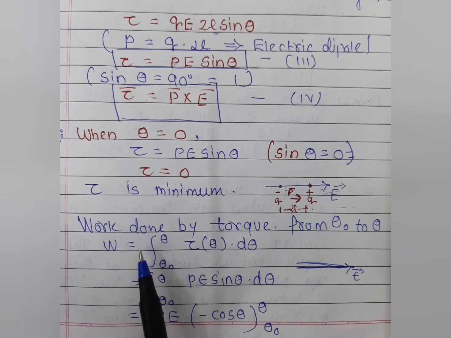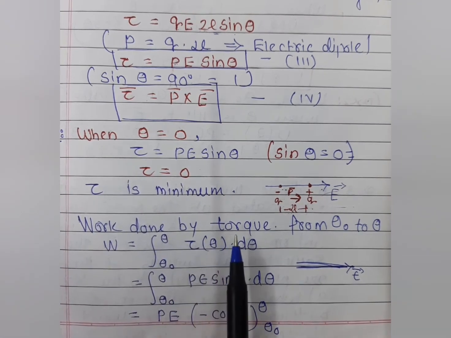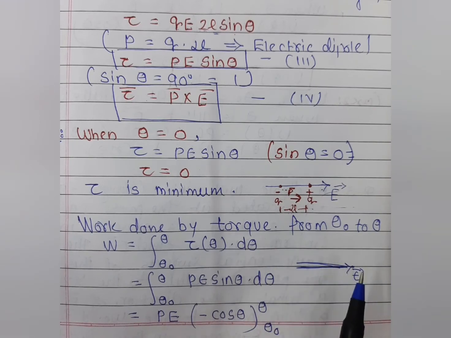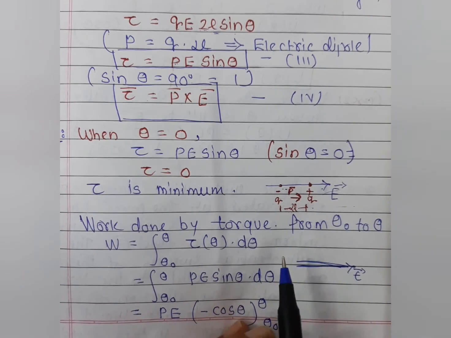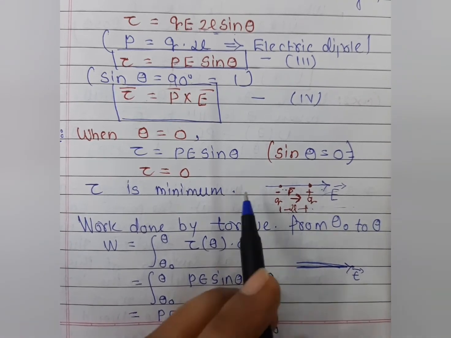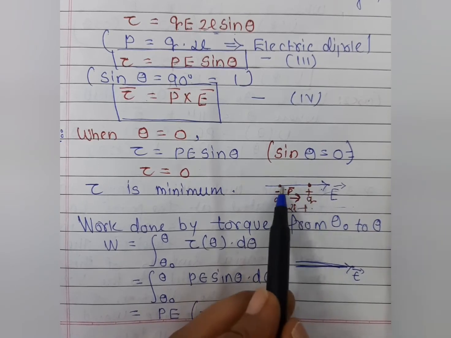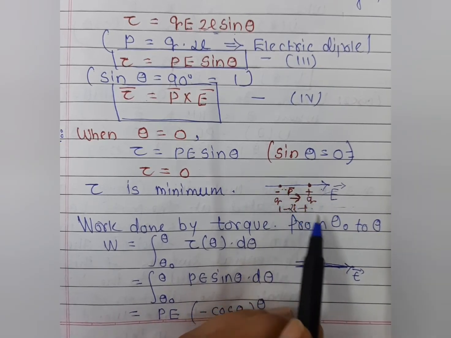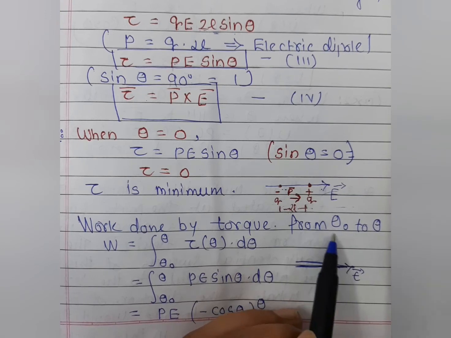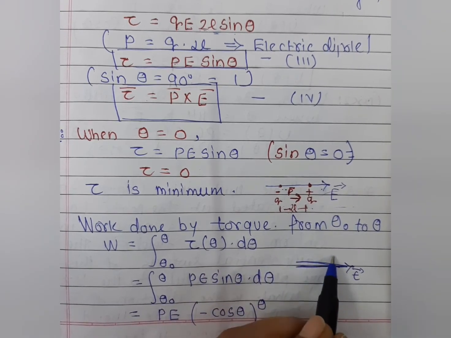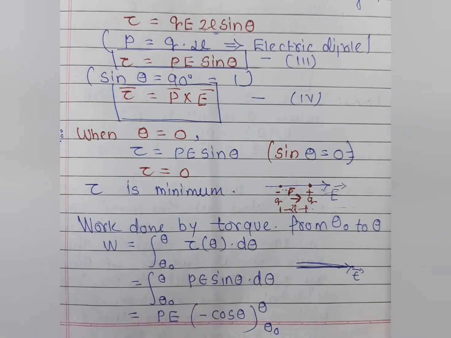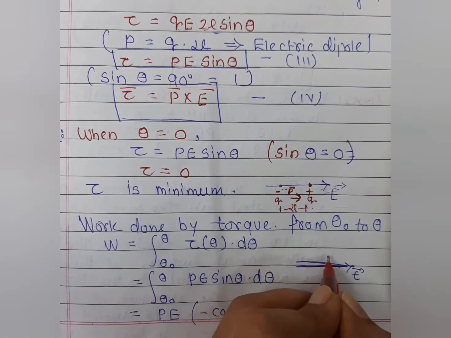So let us understand, students, our next case, that is work done by a torque from theta naught to theta. It means, students, first here we consider electric field lines, and initially the charges are along the direction of the electric field. So here we consider this condition theta naught, and when these charges are displaced from the electric field, they make some angle.